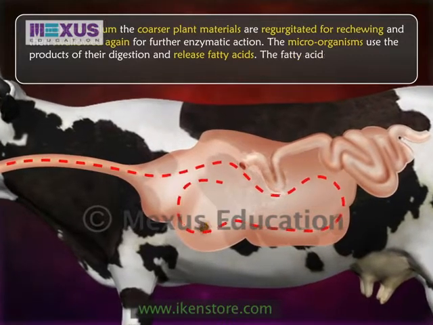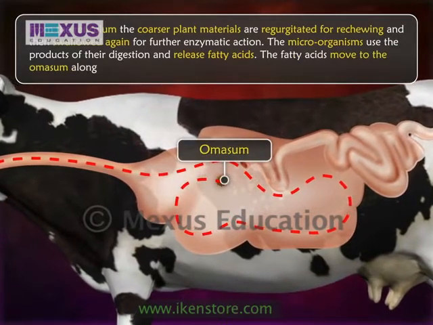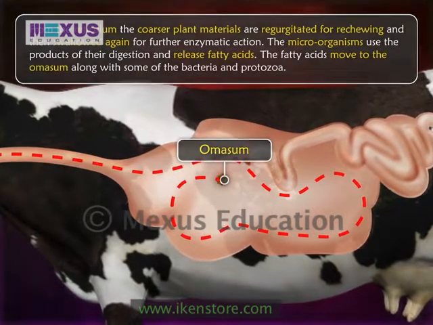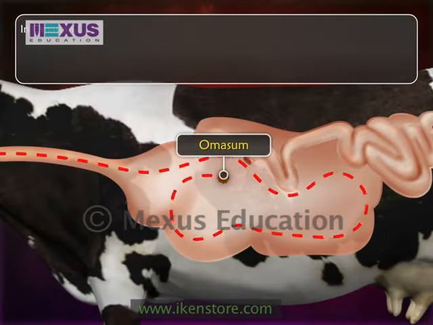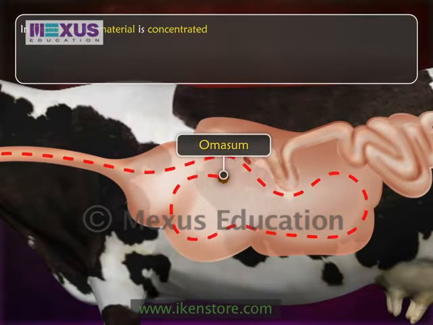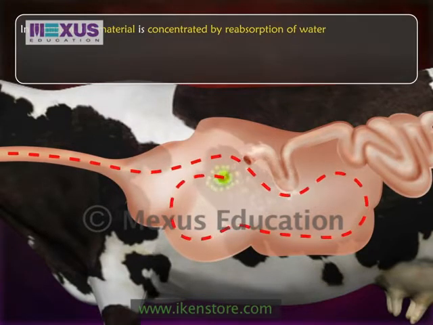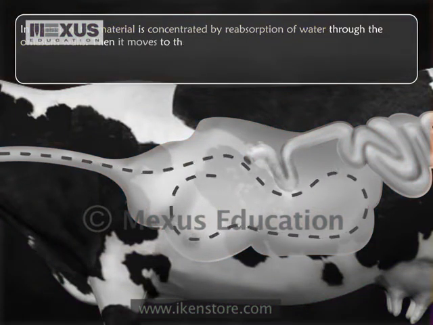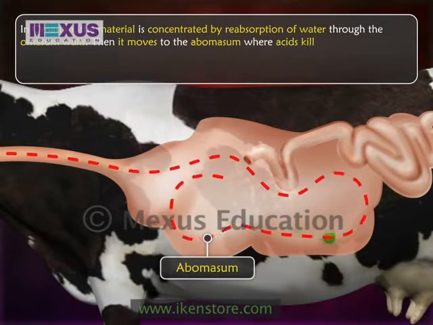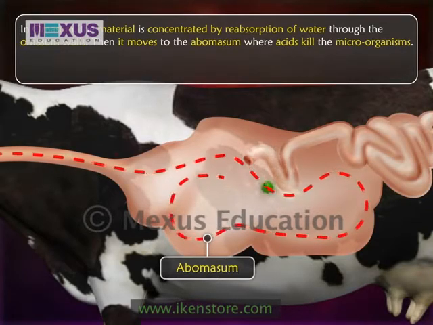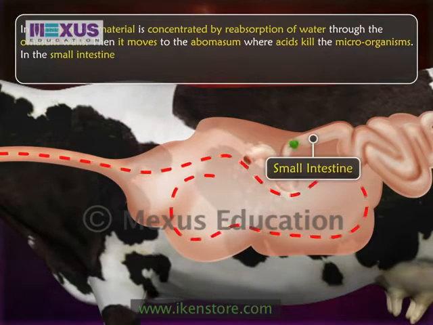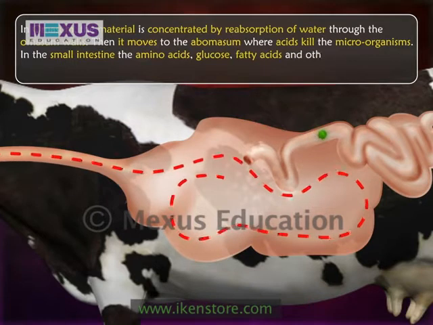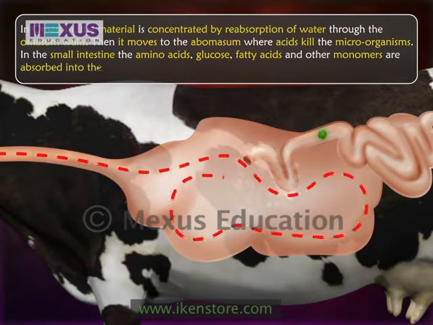The fatty acids move to the omasum along with some of the bacteria and protozoa. In omasum, the material is concentrated by the reabsorption of water through the omasum walls. Then it moves to the abomasum, where acids kill the microorganisms. In the small intestine, the amino acids, glucose, fatty acids and other monomers are absorbed into the bloodstream.